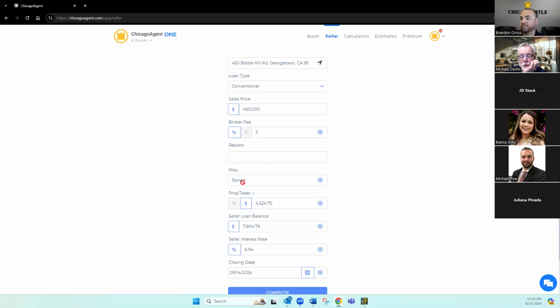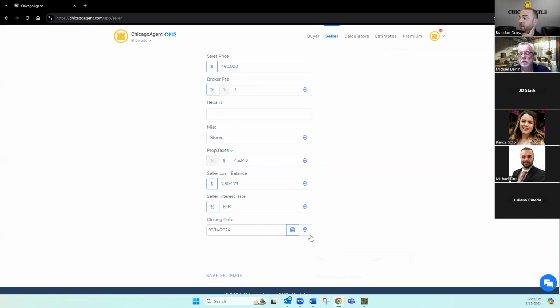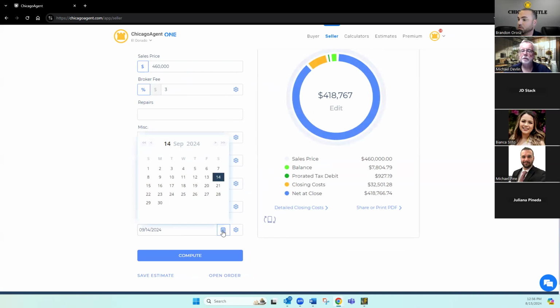And there you go. See, it says stored under miscellaneous. So that's all there. Is there anything else we need to cover? I think that's about it. If you compute, it's going to give you a little preview here. You can also change the closing date if it always puts it about 30 days out. So if you need to adjust that, click the calendar and just click the date. The closing date's important. It is. Yes. It affects a lot of these numbers.